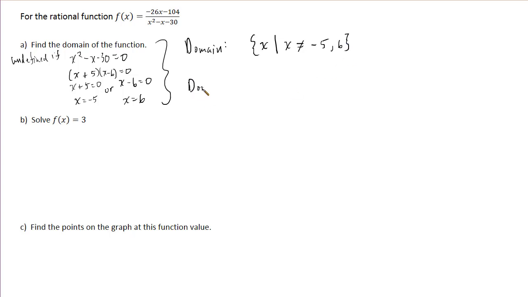Or we can write the domain using interval notation. From the real number line, we have to throw away negative 5 and 6. So we can go from negative infinity to negative 5, and we'll use a parenthesis to say it goes right up to negative 5. And then we can go from negative 5 to 6, and then we can go from 6 to infinity.